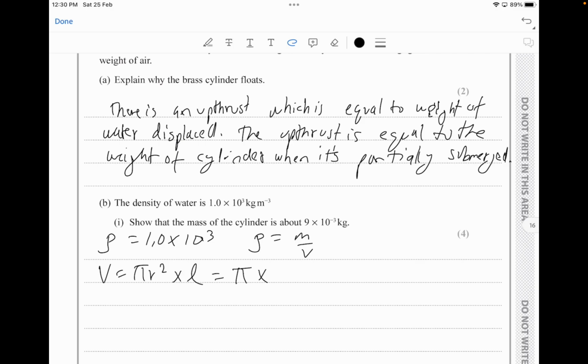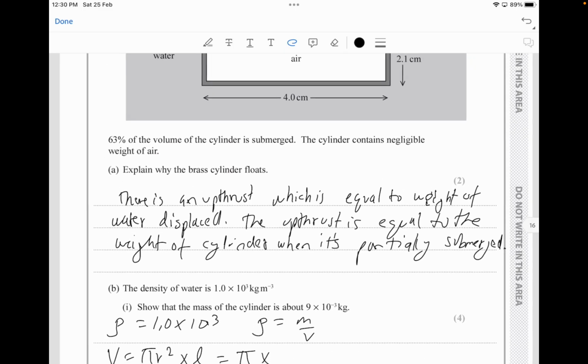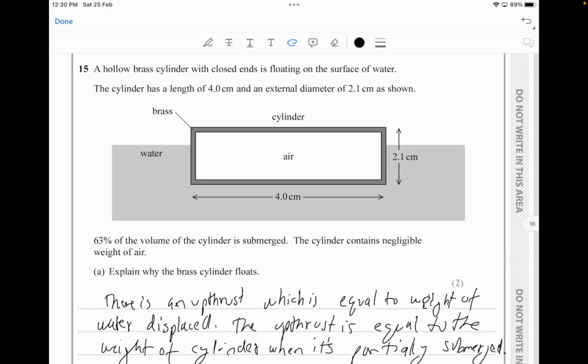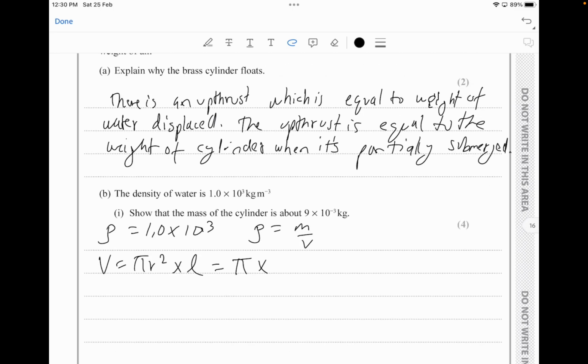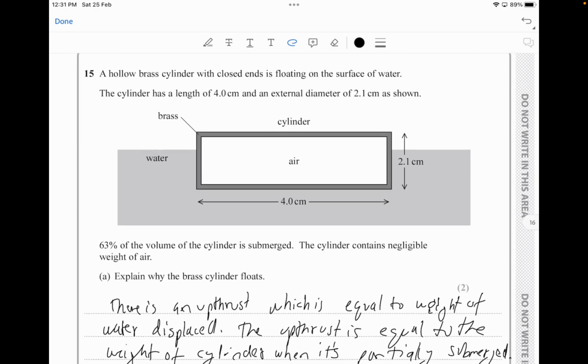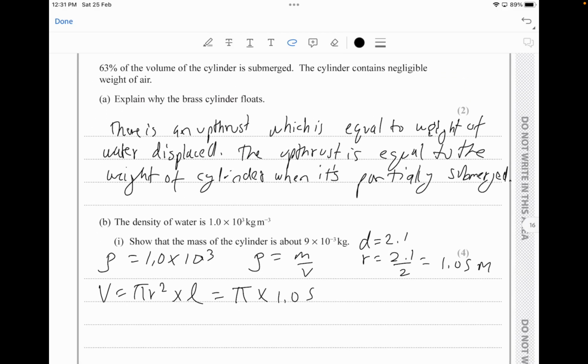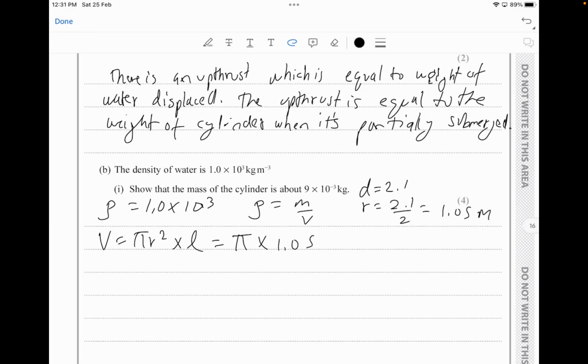Indirectly it's going to be pi times the diameter. We know that the diameter is about 2.1. The radius is going to be 2.1 divided by 2, since the radius is half of the diameter. So we get 1.05, times 1.05. Is this in meters? Just confirming. This is in centimeters, so meaning that I think you have to convert this.